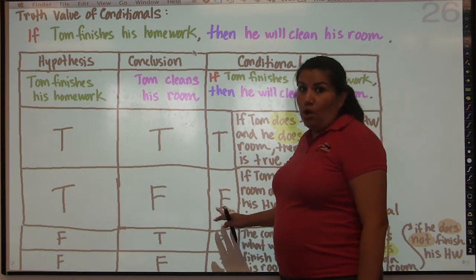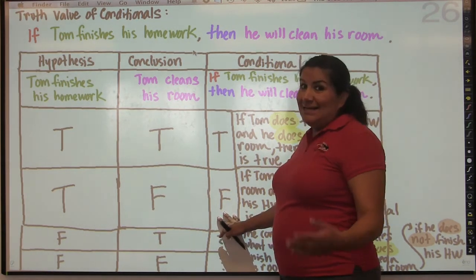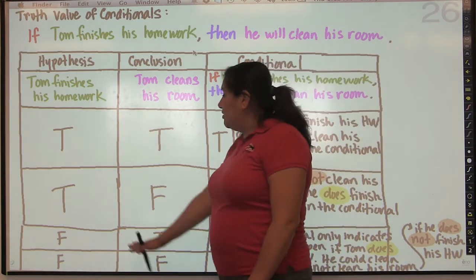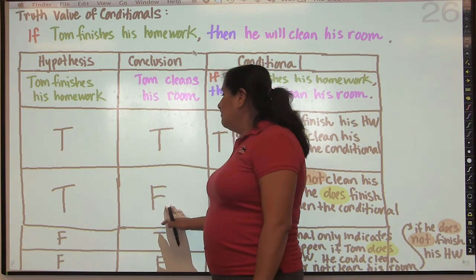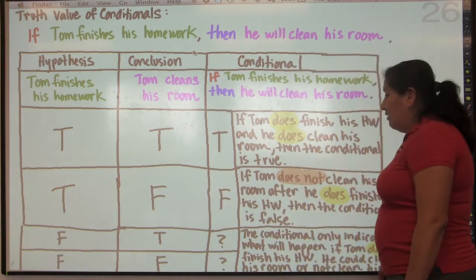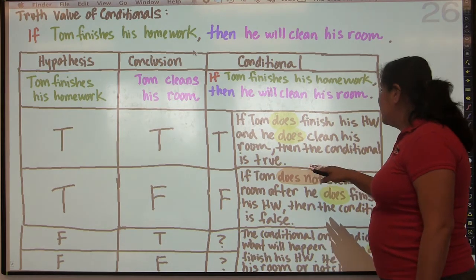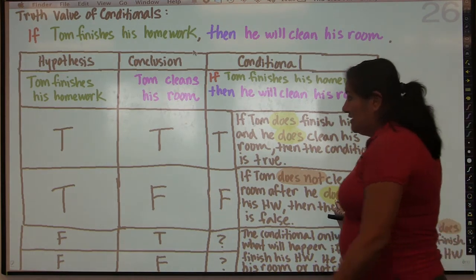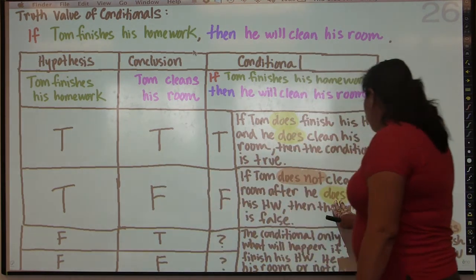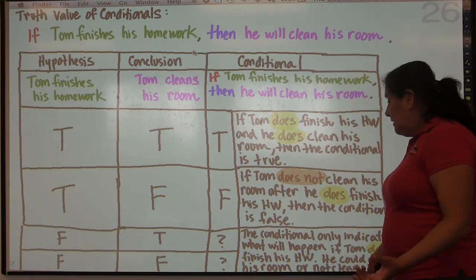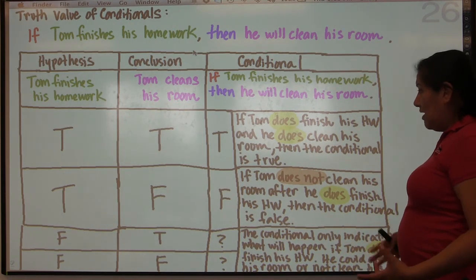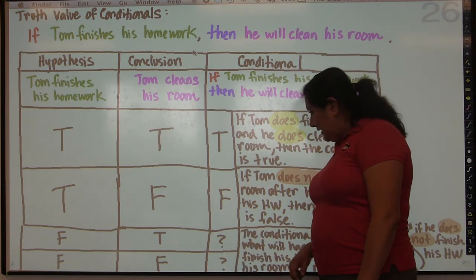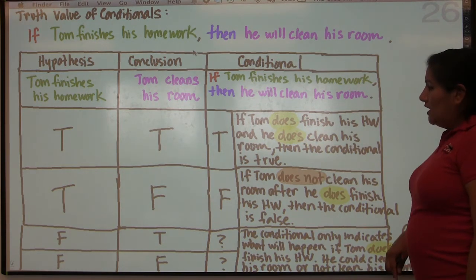And this is actually the only way for a conditional to be false. The only way for a conditional to be false is for the hypothesis to be true and the conclusion false, then the actual conditional will be false. So here we have, if Tom does not clean his room, hence the conclusion being false, after he does finish his homework, so that hypothesis is true, then the conditional is false. Basically, he doesn't fulfill his promise of cleaning the room, and therefore it's a false conditional. And then we have over here these question marks, which we're going to convert to truths in a second.